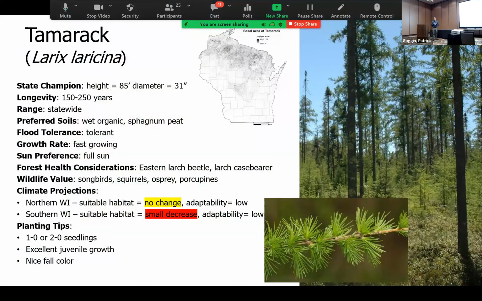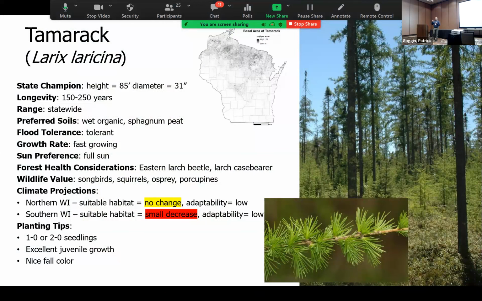So first one is tamarack. Before I get into tamarack, I'm not going to talk about all these aspects on the slide, but I wanted to put up some of the key elements we need to think about when putting the right tree in the right place. I wanted to give you an idea of size, so I put up there the state champion tree. That gives you a perspective on how large some of these trees can get.